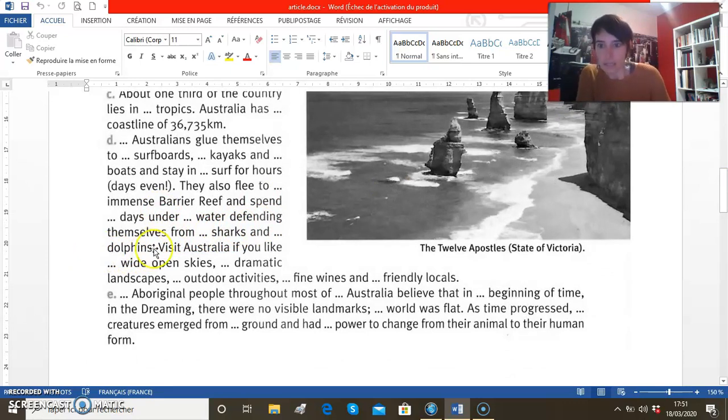Visit Australia if you like a wide open sky, so plural general concept, dramatic landscapes, the same outdoor activities, fine wines and friendly locals. The Aboriginal people throughout most of Australia believe that in the beginning of time, in the dreaming, there were no visible marks. The world was flat. As time progressed, creatures emerged from the ground and had the power to change from their animal to their human form.